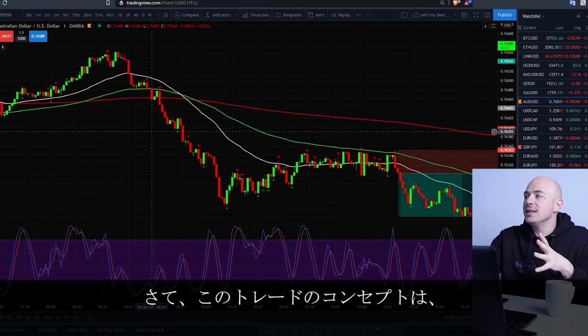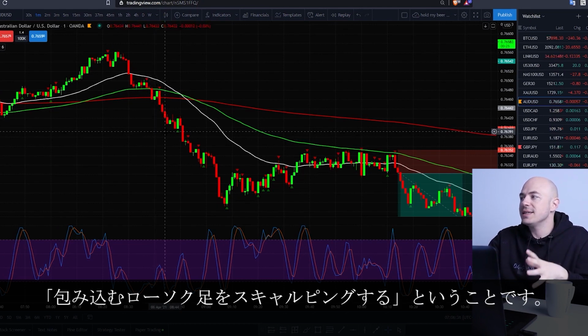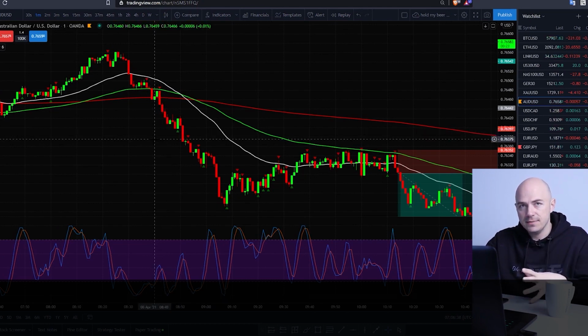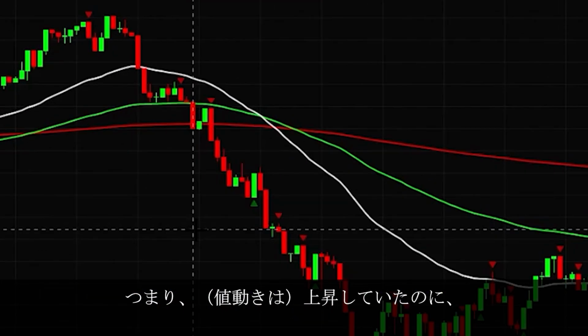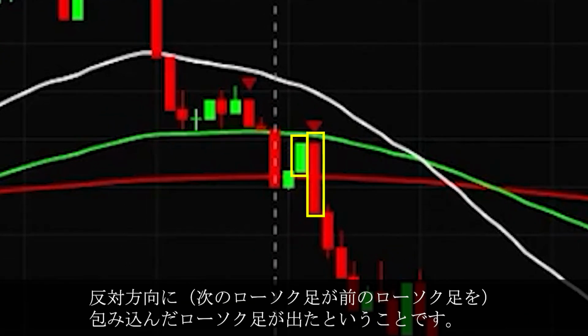Okay, so the concept behind it is that you're gonna be scalping engulfing candles. What do I mean by engulfing? I mean the move was going up and then you got a big fat engulfing candle in the opposite direction.